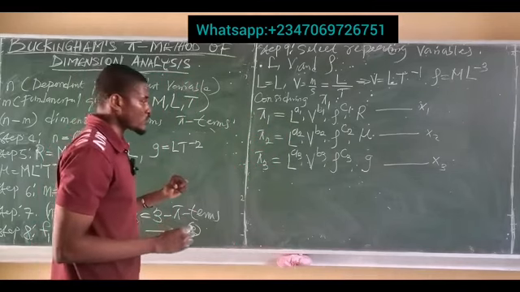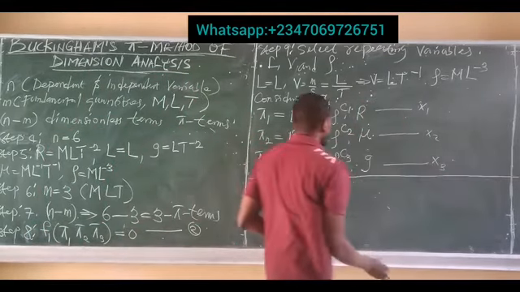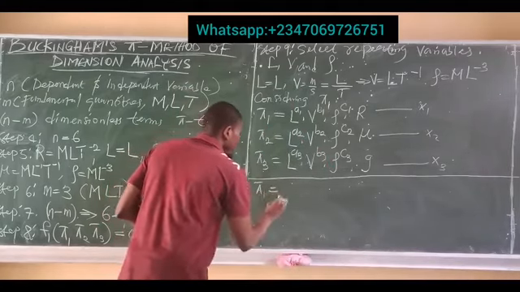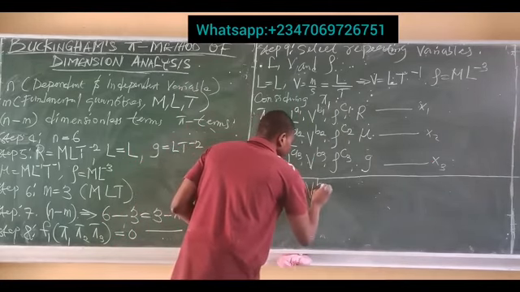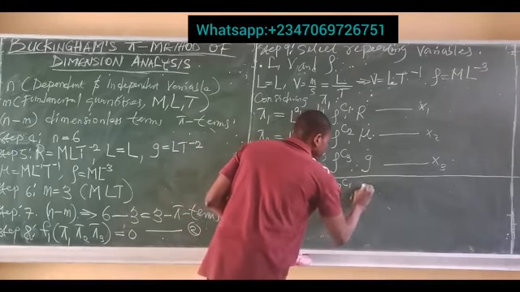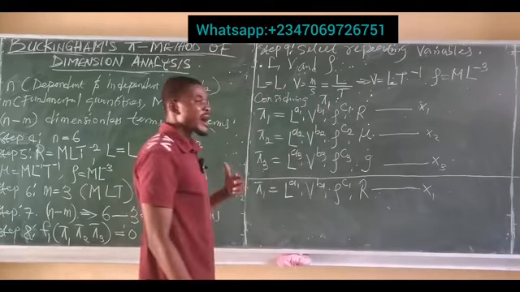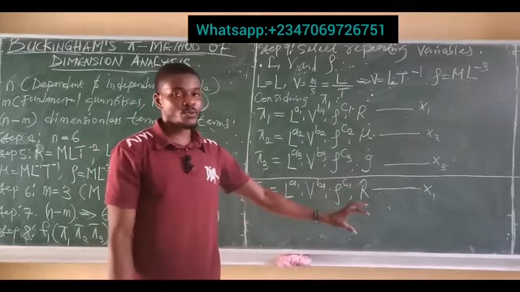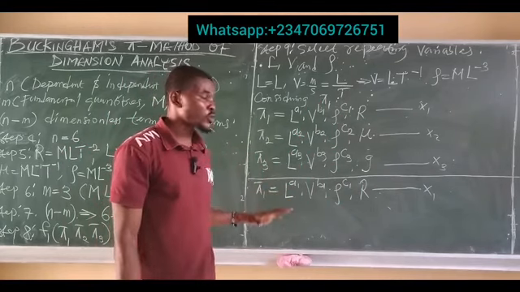You start with the first equation. For pi 1, you have pi 1 equal to L to the power of A1 times V to the power of B1 times rho to the power of C1 times R. This is our equation x1. You apply the principle of dimensional homogeneity to solve this problem.